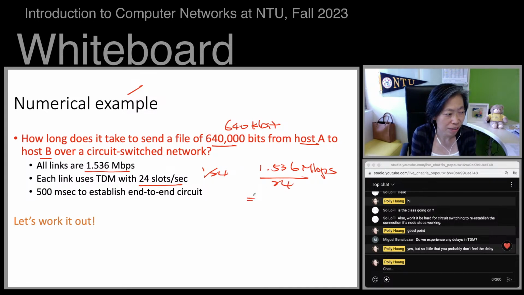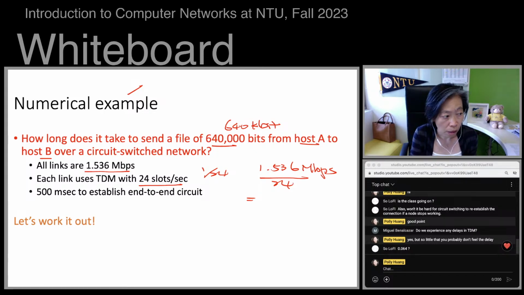Now, how much is this? Hey guys, if you have a calculator, sorry, I need to do this. You can also try to do the calculation on your end and see who comes up with the answer first. 1/6 divided by 24. Yeah, so I have here that this is 64 kbps. It's 0.064 mbps, which is 64 kbps.